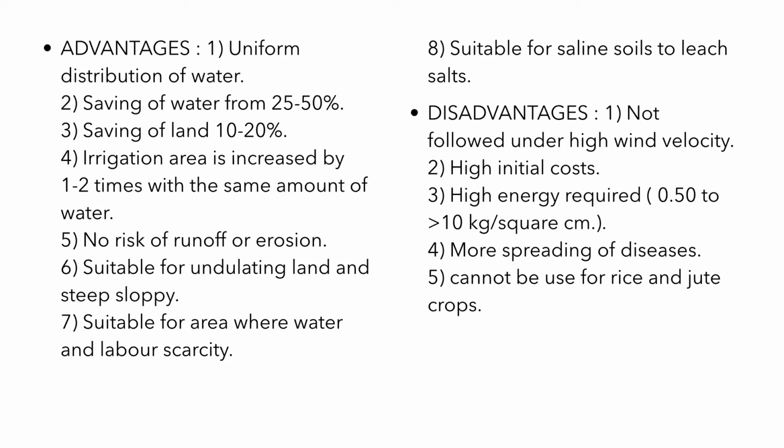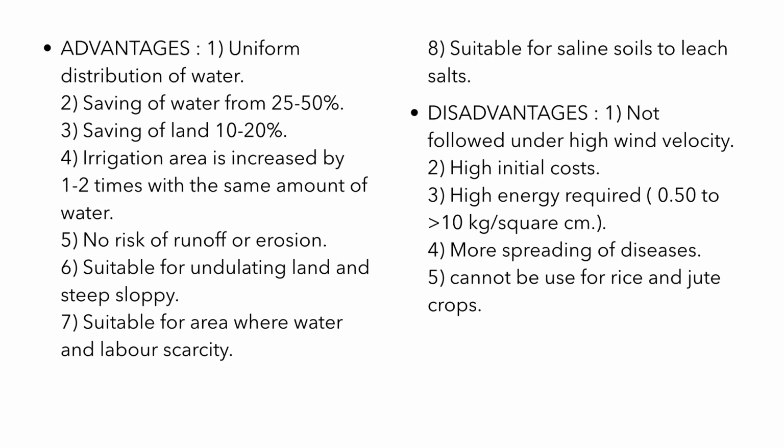It also has some disadvantages, like it cannot be used under high wind velocity. It means that in places where wind speed is very high, approximately more than 12 kilometers per hour, we cannot apply this system because all the water will be moved in the direction of wind and uniform water distribution could not take place, so we do not use the sprinkler method where high wind velocity is there.